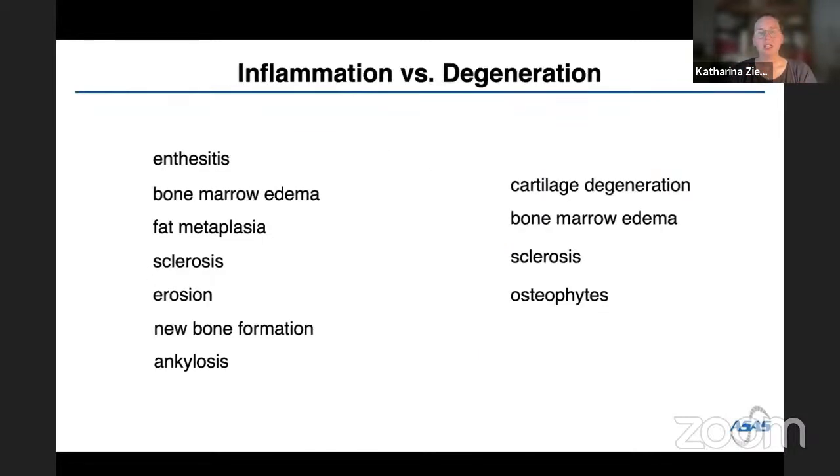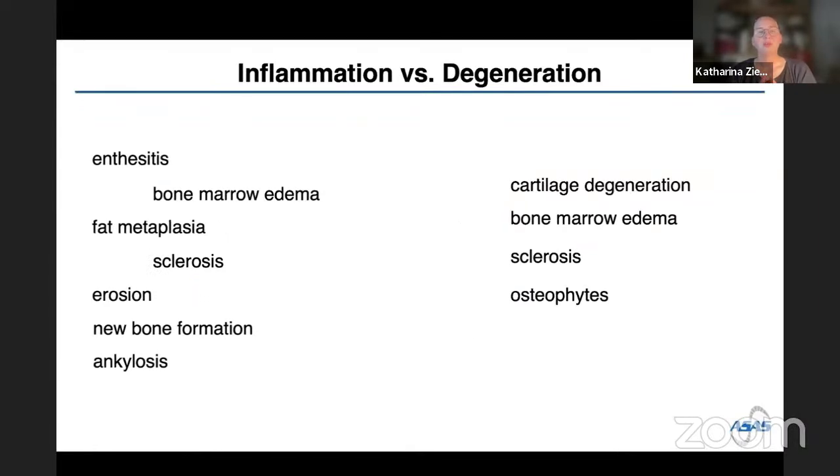So which changes are which? We have a number of imaging lesions that we can say are fairly specific for inflammation. And those are mainly the structural lesions, so erosion, new bone formation, ankylosis. Those are very specific lesions for an inflammatory disease of the sacroiliac joint.